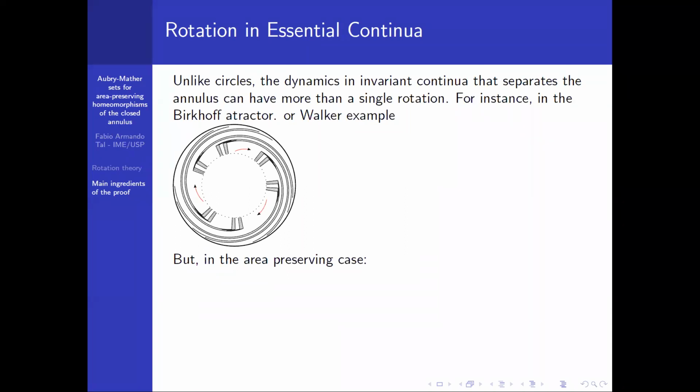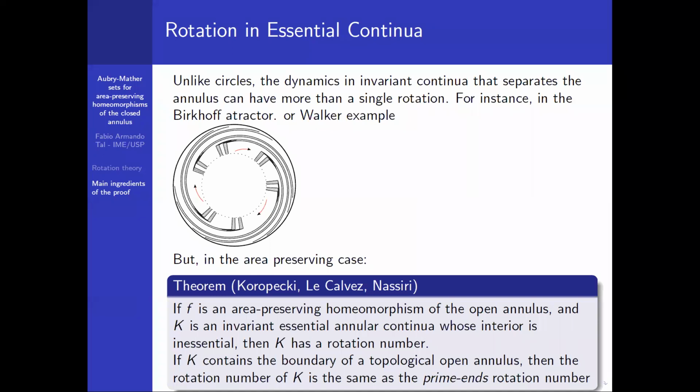But then there is a very good work by Andres Koropecki, Patrice Le Calvez, and Meysam Nassiri that shows that, at least in the case where you have area preserving, whenever you have this essential continuum whose interior is not fake, then it can only have one single rotation number. And this rotation number is also called the prime end rotation number, but I don't want to get into that. This is just for the specialist who knows what that means. That means that it is the rotation number from the annulus that remains from below and the annulus that remains from above.